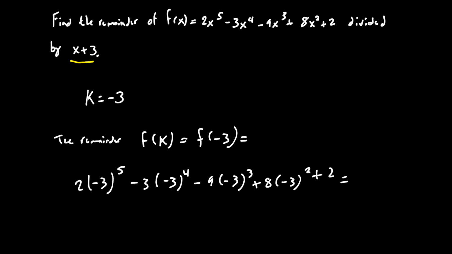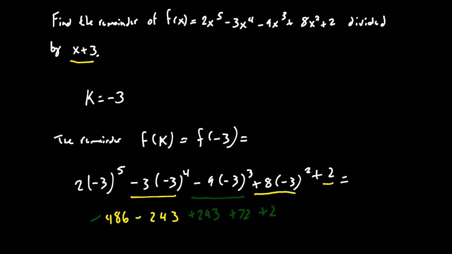This is equal to 486 minus 243 plus 72 plus 2, which is equal to 806. Whoops, there's a simplification error here. Instead of 486, there should be a negative 486, minus a 243, which comes from this term, plus a 243, which comes from this term, plus 72 plus 2, which simplifies to be equal to negative 412.